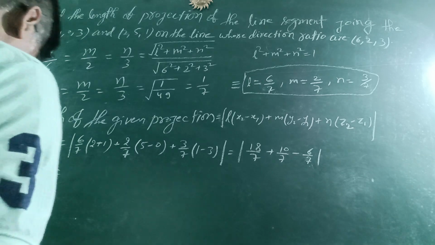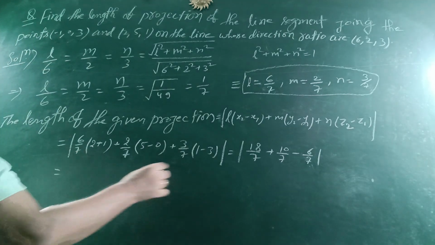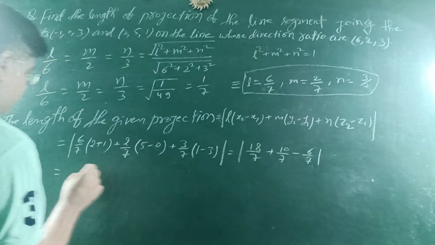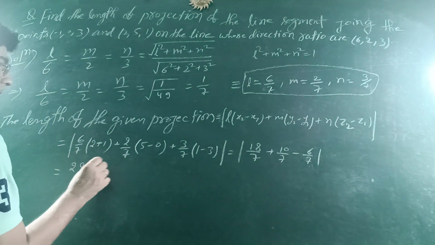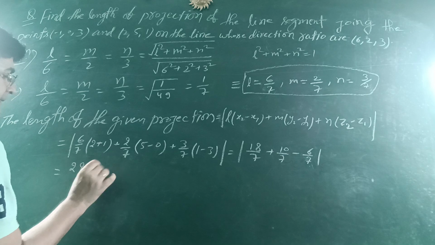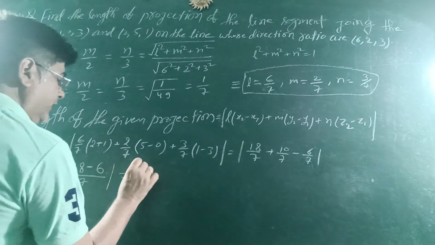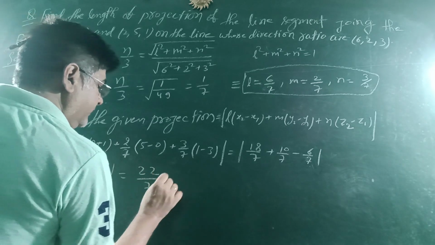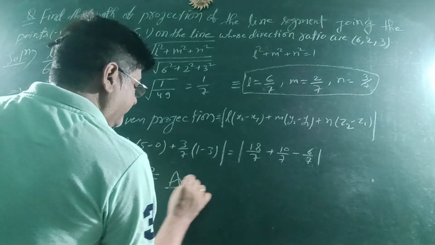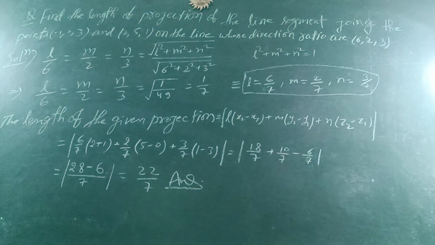And the second way: 18 plus 10 is 28, minus 6, by 7. The result will be 22 by 7.